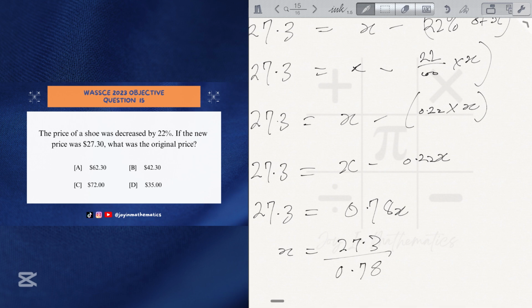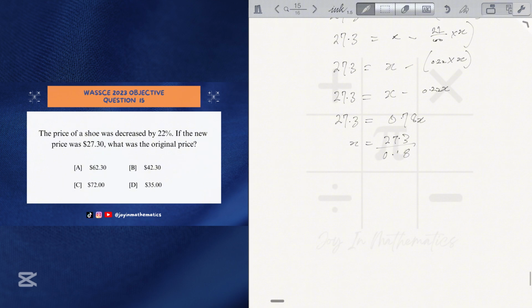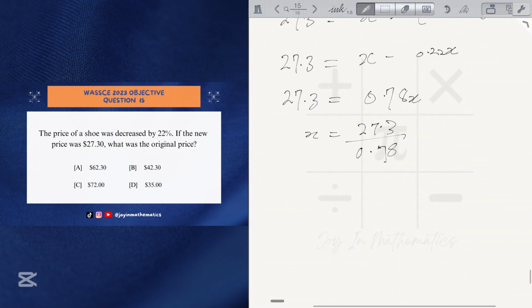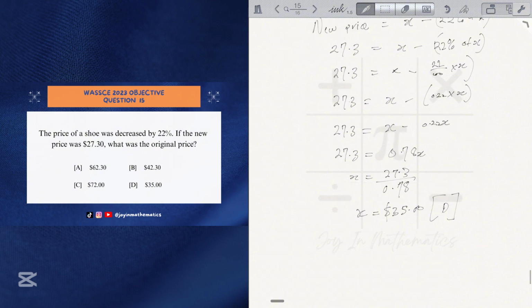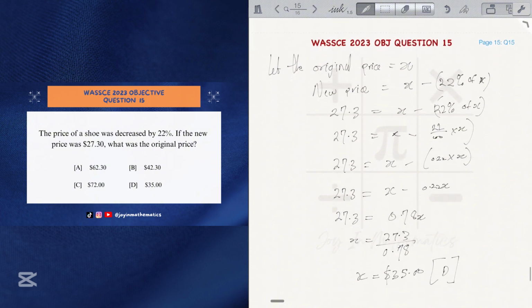And interestingly, this would give us a perfect answer of $35. So x equals 35.00. The unit is dollars. So with this, we have option D. Now what we just did was to interpret the question, the original price, the new price, and find the original price.